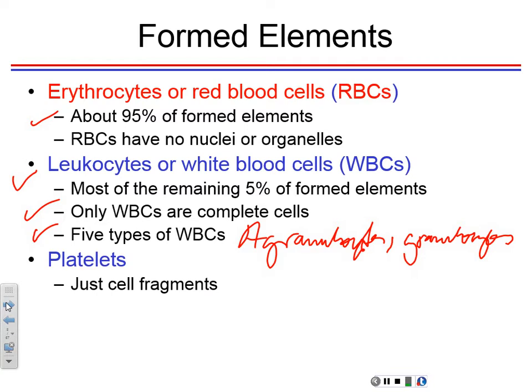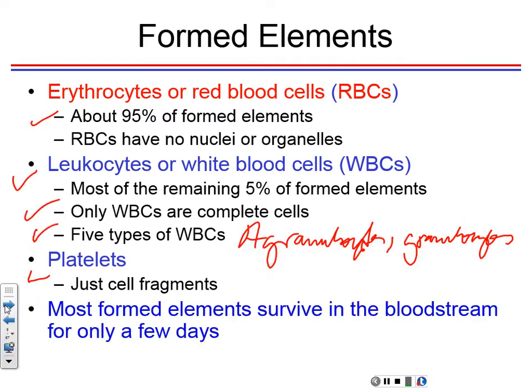And then platelets are just fragments of cells called megakaryocytes, and I'll show you. Mega is huge, karyocyte is cells. And then most formed elements survive in the bloodstream for only a few days, especially the white blood cells. And then they're done. So that's why they form 5%, but they're elevated in certain conditions. Red blood cells are the ones that last about 120 days, which is approximately 4 months.